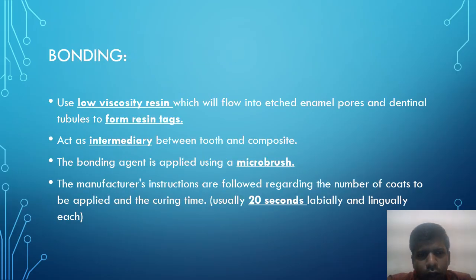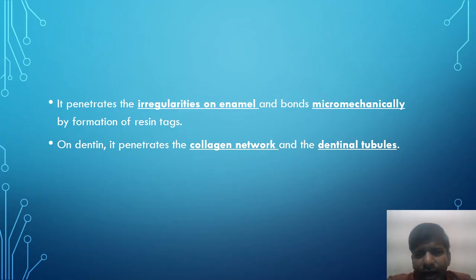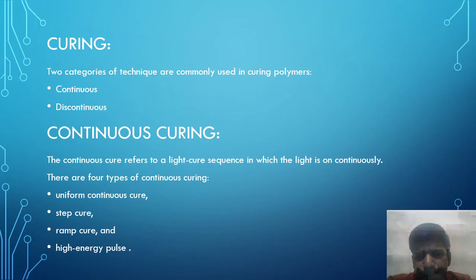Coming to bonding, a low viscosity resin is used, which will flow into etched enamel pores and dentinal tubules to form resin tags. It acts as an intermediary between the tooth and the composite. The bonding agent is applied using a micro brush. The manufacturer's instructions are followed regarding the number of coats to be applied and the curing time, usually 20 seconds labially and lingually each. It penetrates the irregularities on enamel and bonds micromechanically by formation of resin tags. On dentin, it penetrates the collagen network and the dentinal tubules.